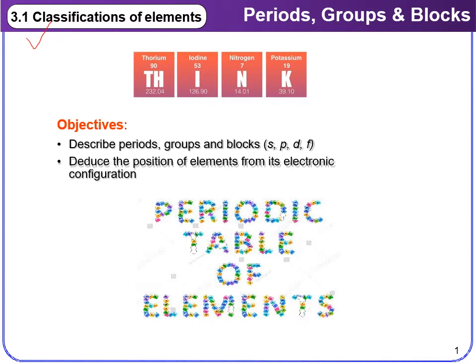So in this video we're going to have two purposes. We have to describe the period, groups and blocks. I think both period and groups are always mentioned during your SPM time. So the block of the element is considered the new element for you in this topic. And then next we are going to deduce the position of elements. This one you also quite often do in your SPM, but this time we have to base it on the electronic configuration that you learned in chapter 2.